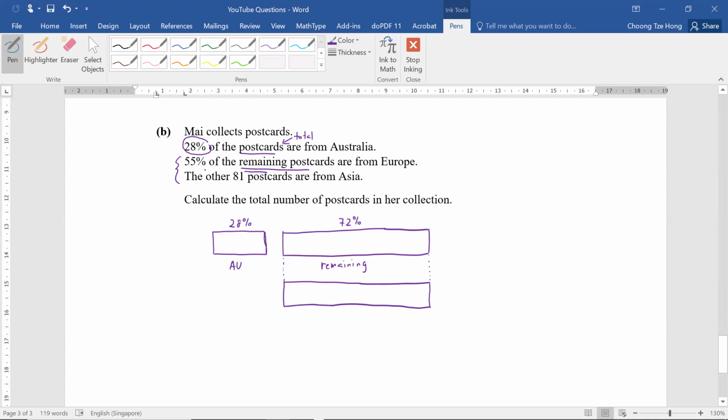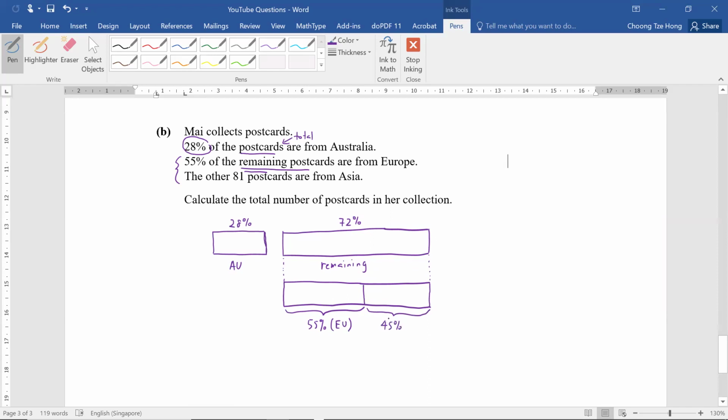For the remaining postcards, 55% are from Europe. So 55% is slightly more than half. I'll draw a line somewhere around here. So this would be 55% of the remaining, and these cards are from Europe, so I'll write EU. If 55% of the postcards are from EU, then over here we will have 45% more, because 55% plus 45% will make 100% of the remaining. So this would be 45%.